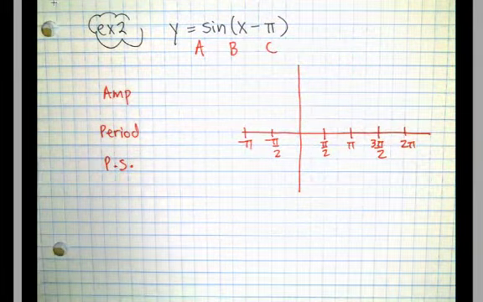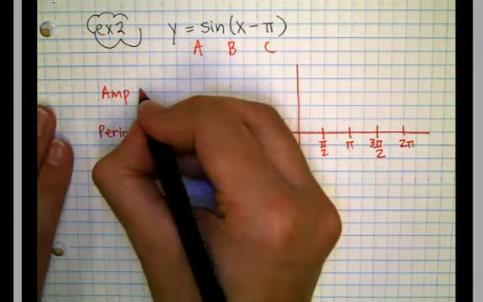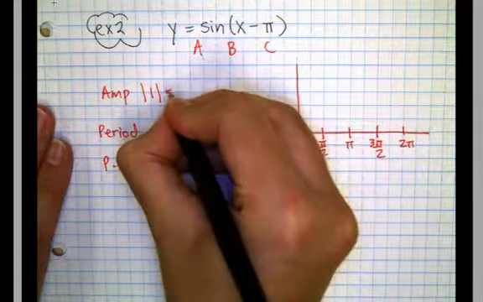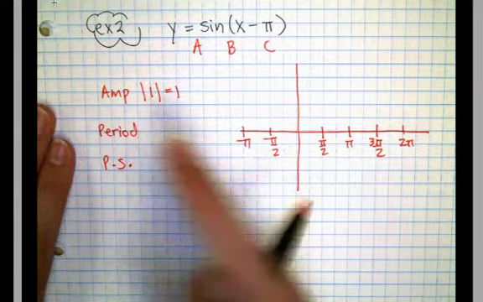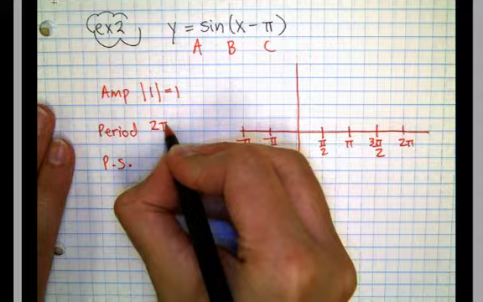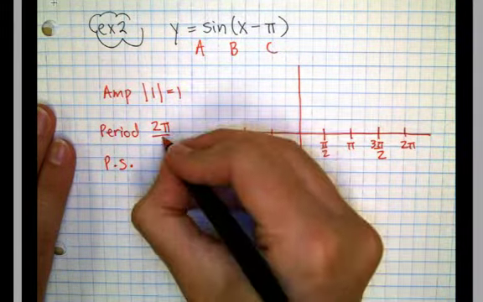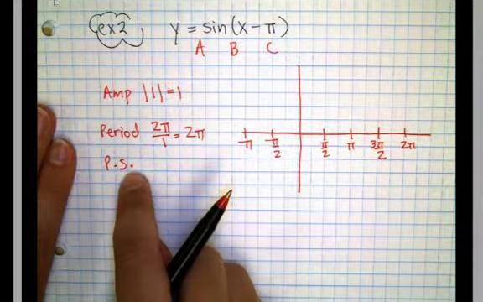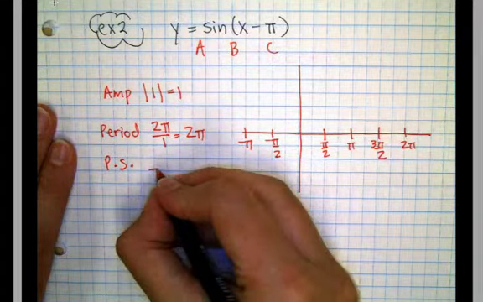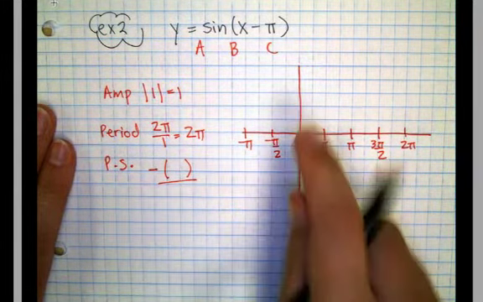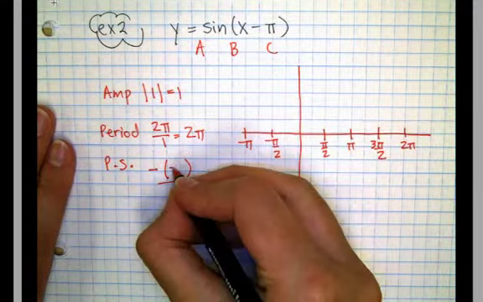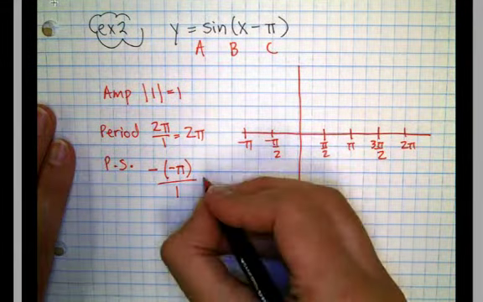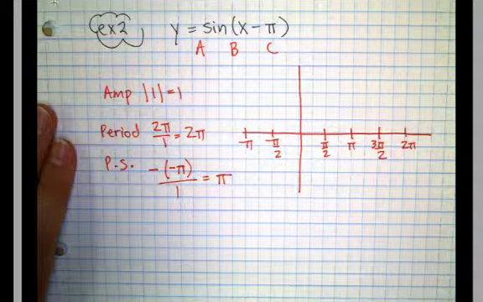And so we're going to start with amplitude first and kind of cruise through this. Amplitude is the absolute value of A, and A is 1, so it's the absolute value of 1, which is 1. Period is 2 pi divided by B, so 2 pi divided by 1, so 2 pi. And phase shift is negative C over B. Well, C is actually minus pi, so it's negative negative pi over 1, which means the negative makes it positive, pi. And there's our setup.